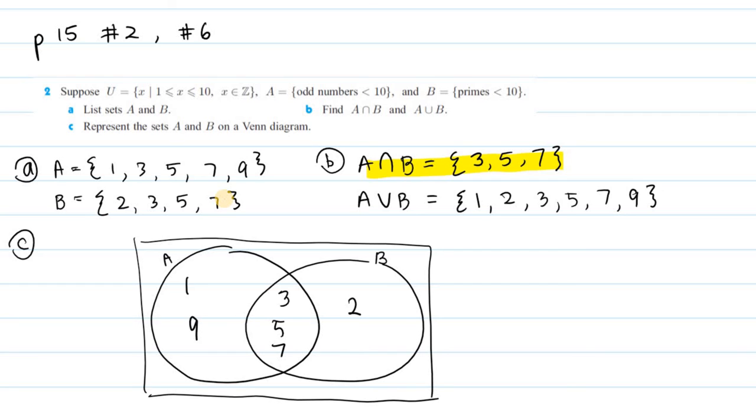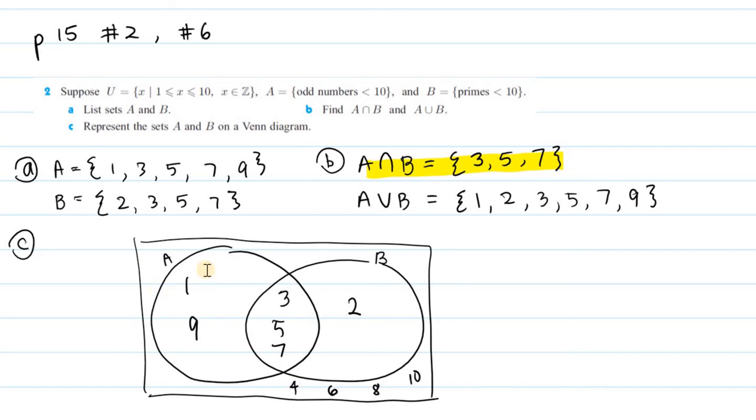And then finally, I have to check my universe, so I have to make sure that everything was covered. The universe was from 1 to 10, so I have 1, 2, 3. I need 4 outside my circles. I have 5. I need 6 outside my circles. I have 7. I need 8 outside my circles, and 9 is in there, so I also need 10 outside of the circles. So that is the Venn diagram that represents that information.